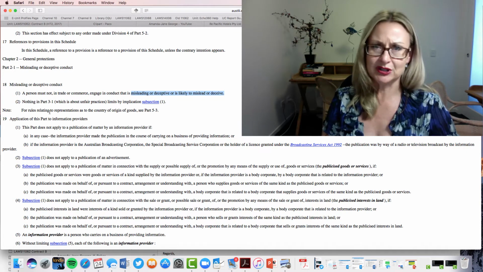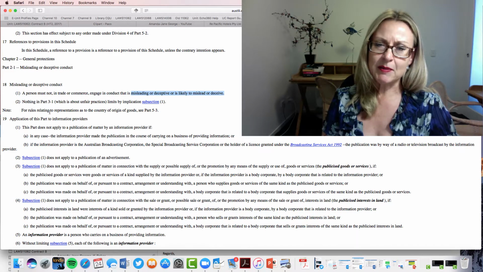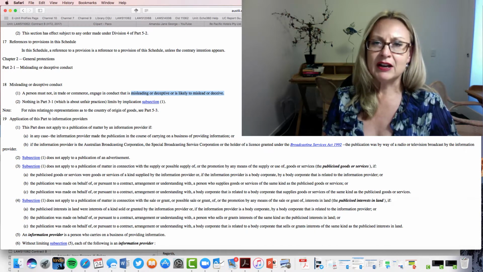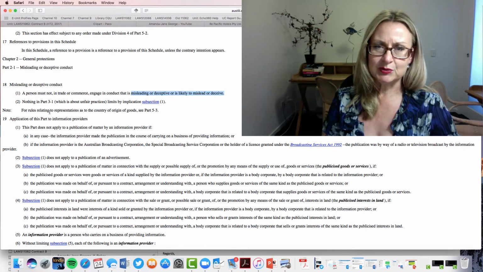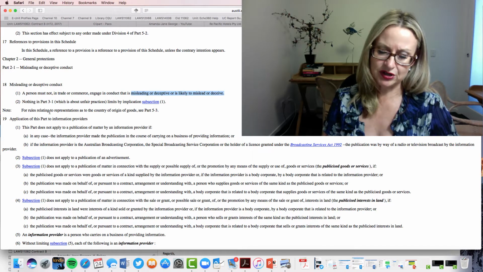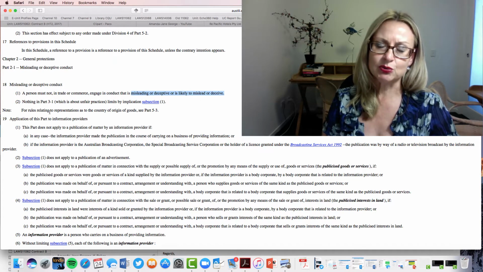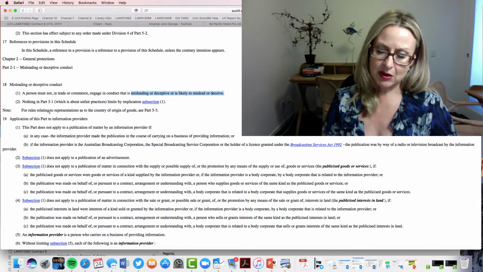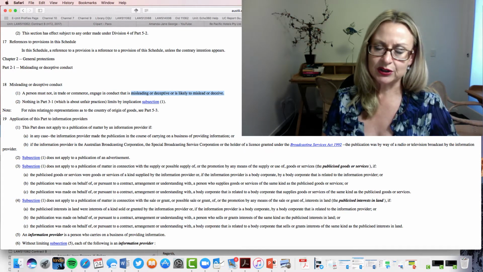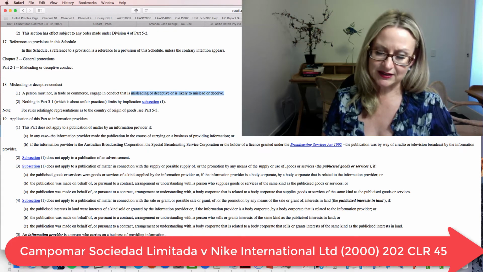Now who is the person that we're talking about? We are talking about the class of persons that are exposed to this particular misleading or deceptive conduct. It just has to be a reasonable or ordinary member of that class, according to a case called Campomar Sociedad.